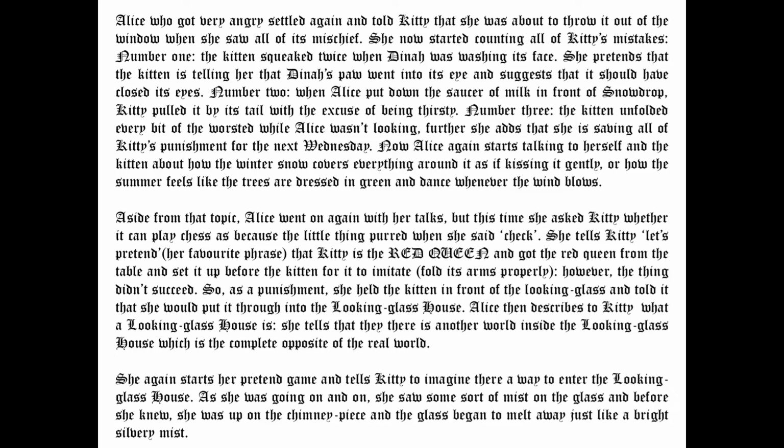Alice again starts talking to herself and the kitten about how the winter snow covers everything around it as if kissing it gently, or how the summer feels like the trees are dressed in green and dance whenever the wind blows. Aside from that topic, Alice went on again with her dark talks. But this time she asks Kitty whether she can play chess, as the little thing would purr when she said check.